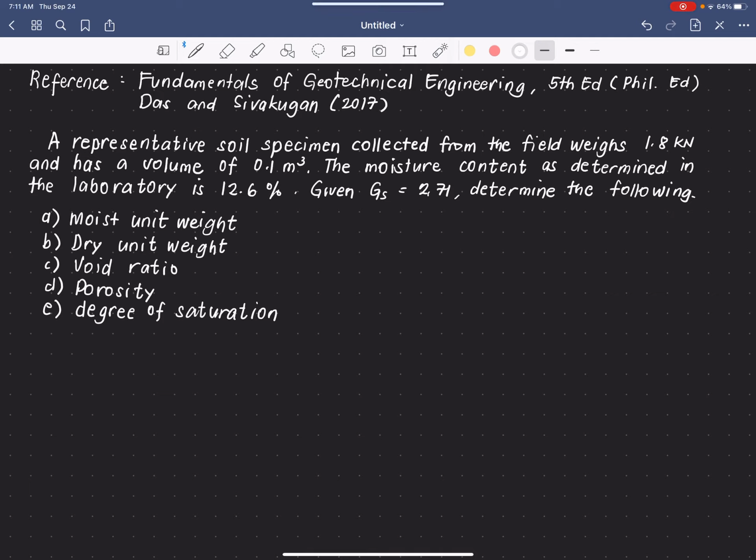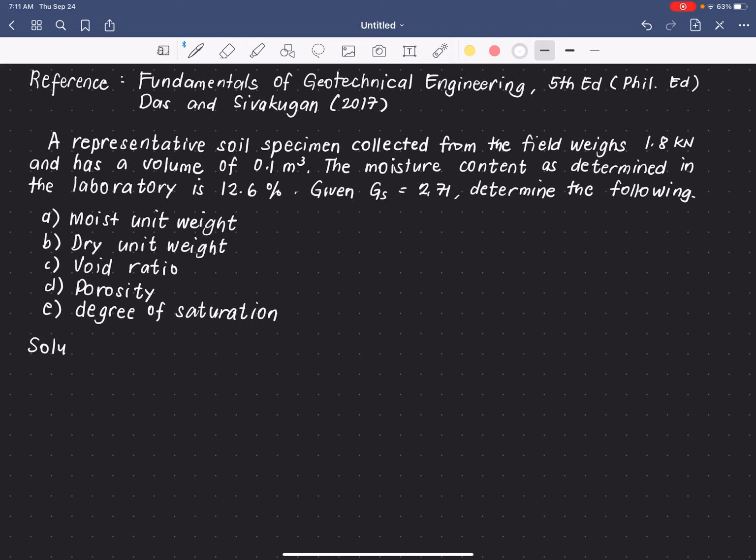A representative soil specimen collected from the field weighs 1.8 kilonewton and has a volume of 0.1 cubic meter. The moisture content as determined in the laboratory is 12.6%. We're given a specific gravity of 2.71. So from this given data, we are asked to determine the moist unit weight, the dry unit weight, the void ratio, porosity, and degree of saturation.